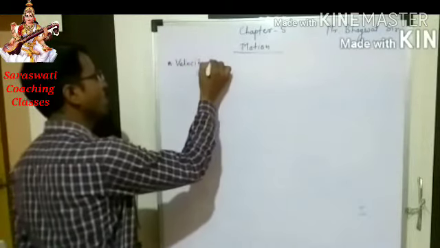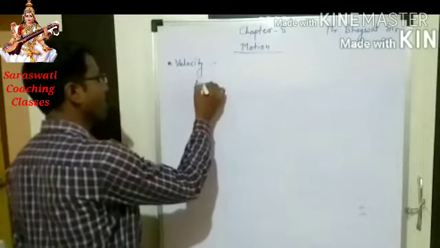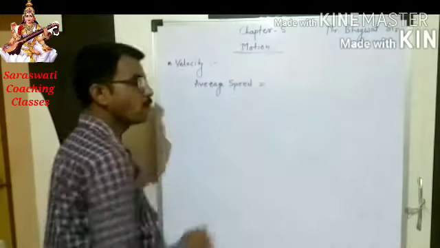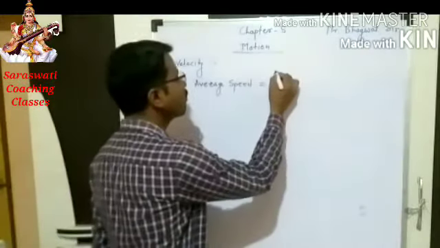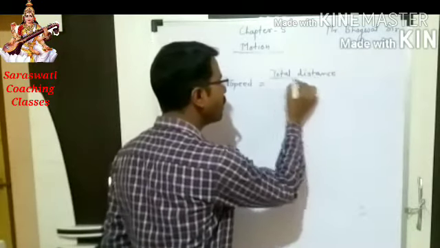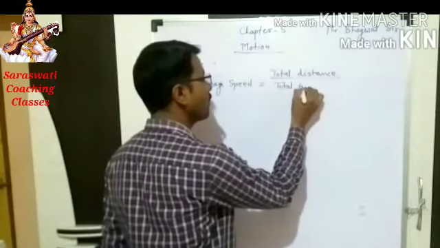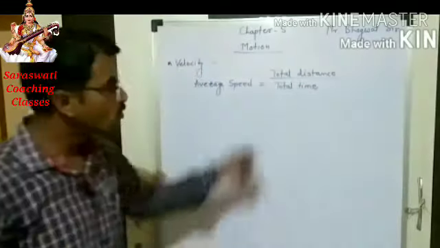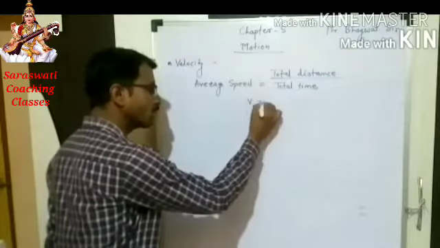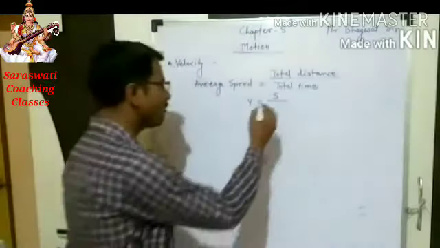Velocity. Okay. For that, let's consider average speed. The formula for average speed is total distance traveled by that object divided by total time required to cover that distance. Therefore, the average speed denoted by capital V is equal to total distance traveled, small s, divided by time required, small t.